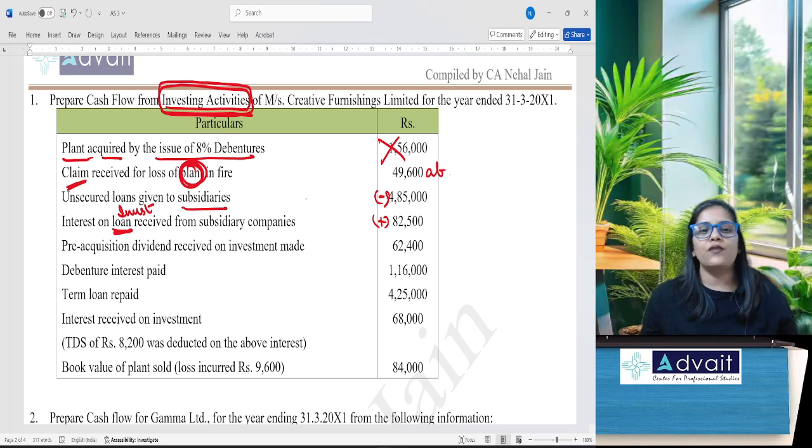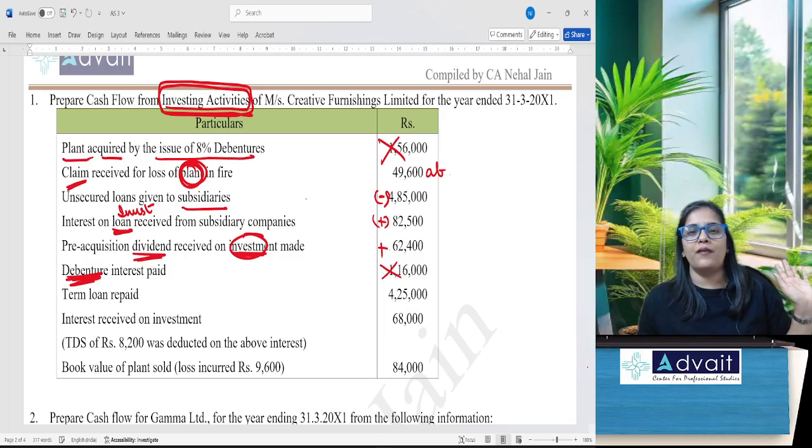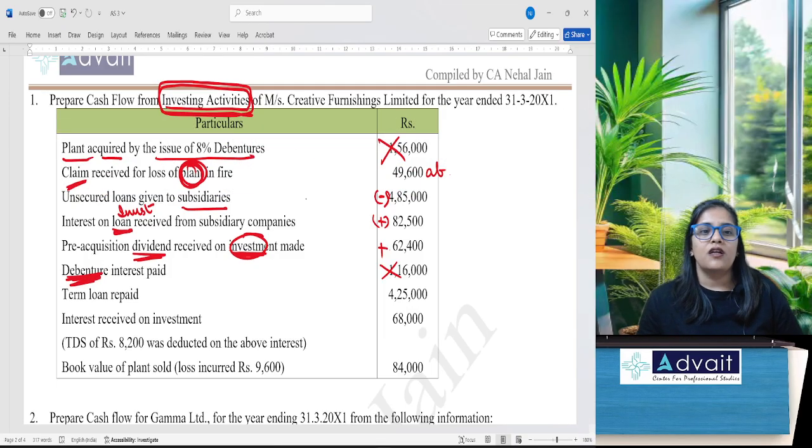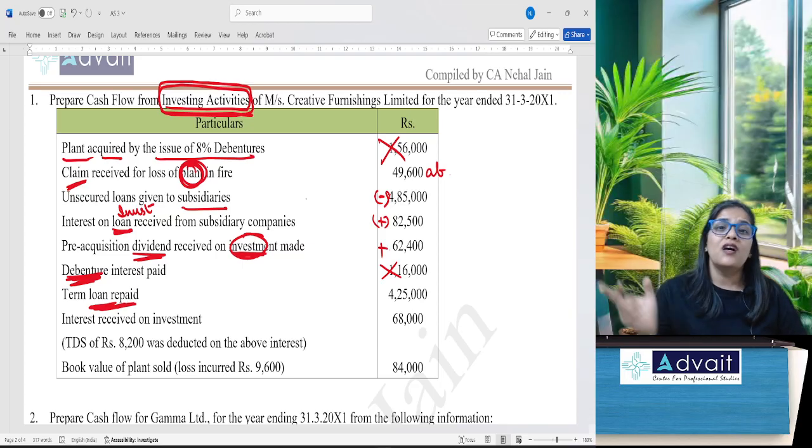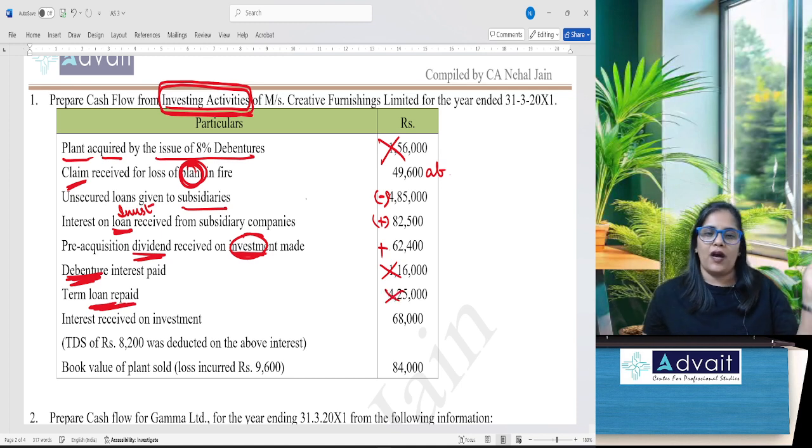activity. Pre-acquisition dividend received on investment made. Again, on our investment, we are receiving a dividend. So investment is always obviously an investing activity. Therefore, you should add. Debenture, guys, debenture is a financing activity. So this should go to financing activity. It will never come in investing activity. Term loan repaid. So loan, if you're repaying, again, loan is also a financing activity. So it will never come here. It should go to the financing activity part.